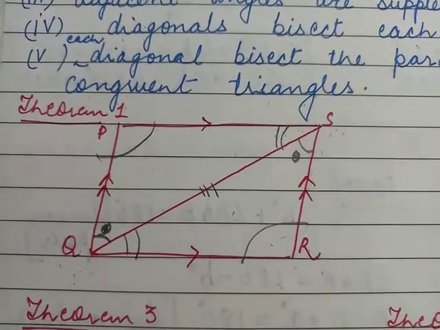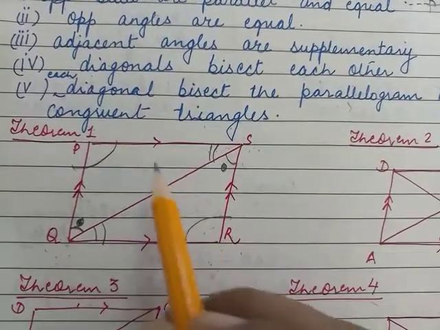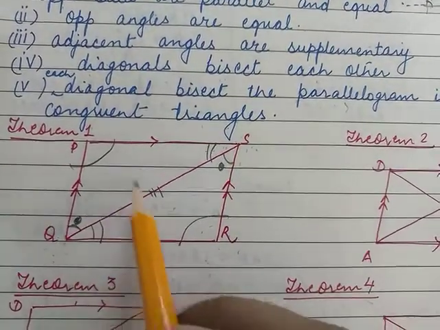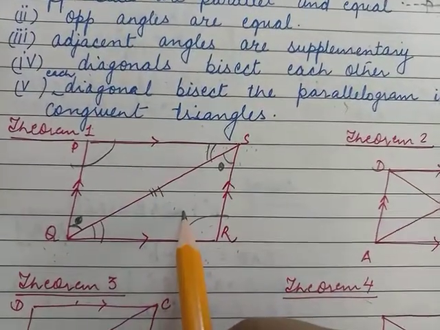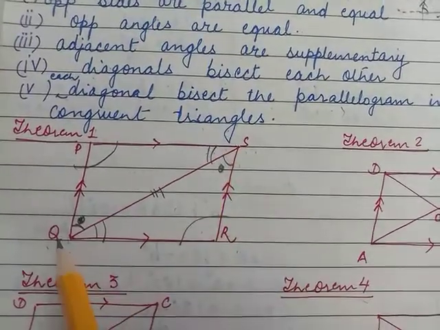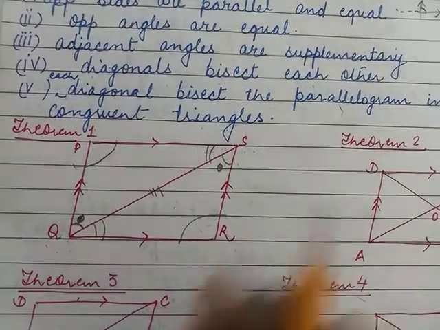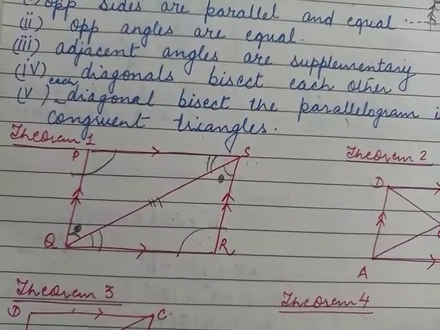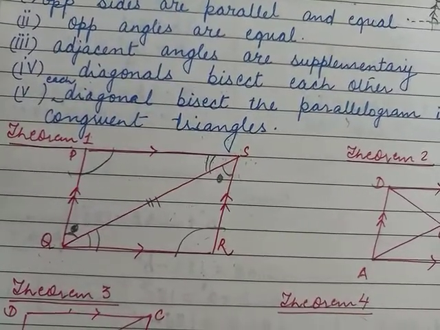Now we have to prove this. As we proved that these two triangles are congruent, that means this diagonal is dividing the parallelogram into two equal halves. That means the area of these two triangles will be equal. If the area of these two triangles is equal, that means the diagonal bisects the parallelogram. Similarly, you can join PR and you can find that this diagonal also bisects the parallelogram into two equal halves.